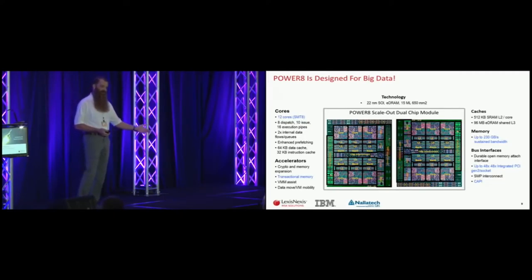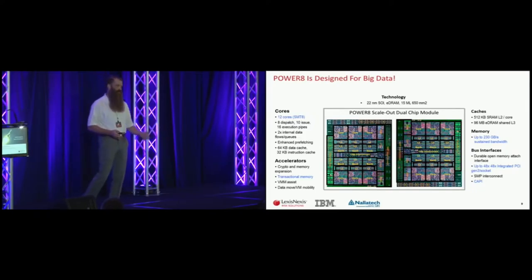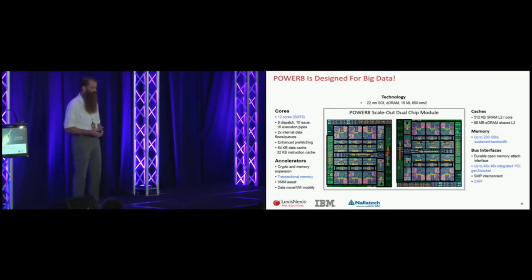We have some things in our architecture, new in Power 8, transactional memory, which helps when you have all those cores and you have contention over data, you know, the parallel processing paradigm. Transactional memory should help with some of that, the atomic overhead, et cetera.